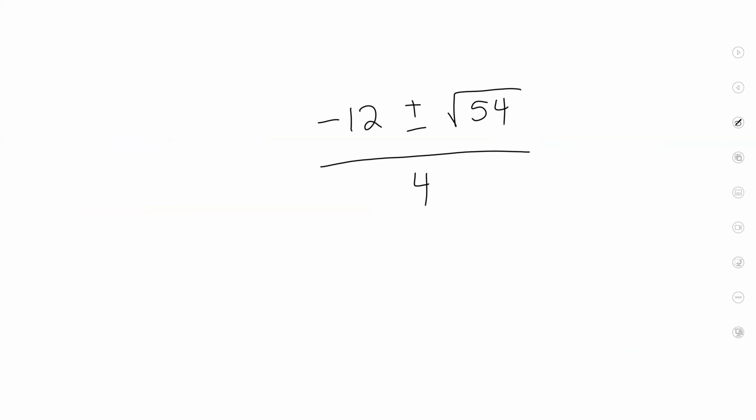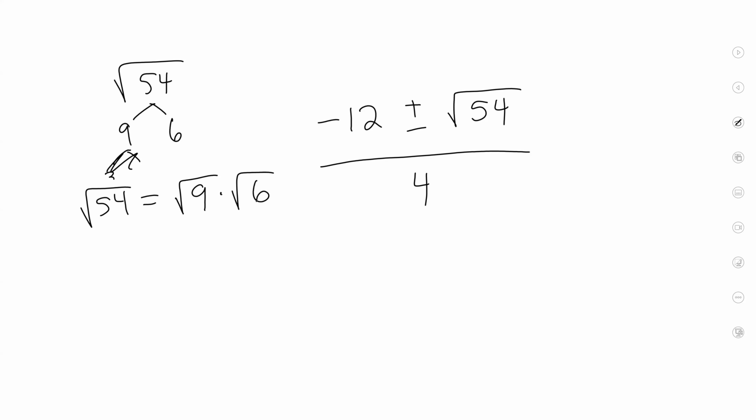Well, the square root of 54 is not a perfect whole number. So what you're going to do is you have to simplify the radical. So maybe this can be, what, 9 and 6? Oh, we know what the square root of 9 is. So the square root of 54 can be rewritten as the square root of 9 times the square root of 6. The square root of 9 is just 3. So this is how we would write our answer. We would write this as negative 12 plus or minus 3 square root of 6 divided by 4.